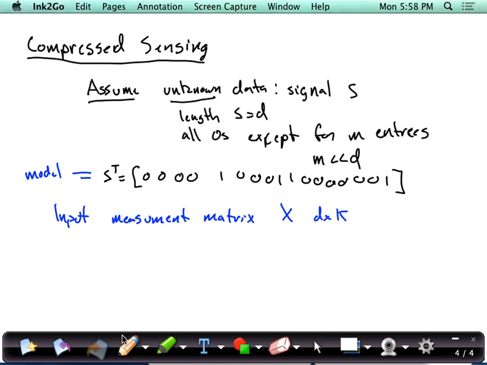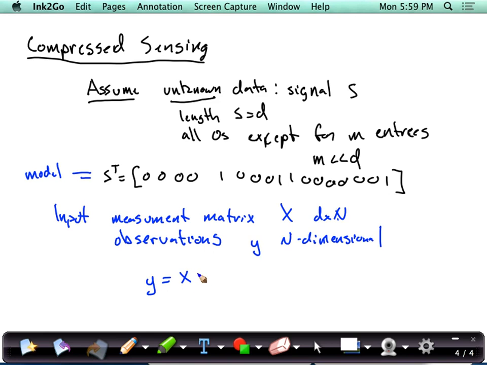D by N. I would just get my notation so it aligns with the notes. This is going to be D by N. And then you're going to have some observations, Y, which is going to be an n-dimensional vector. The idea is that you somehow got Y by doing X times S transpose. So you somehow had this value S, you measured it with some matrix X, and you know what X is, and you got these values Y, and now you want to try and recover S.